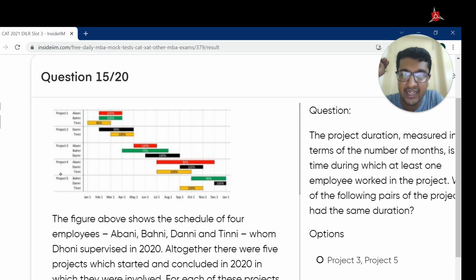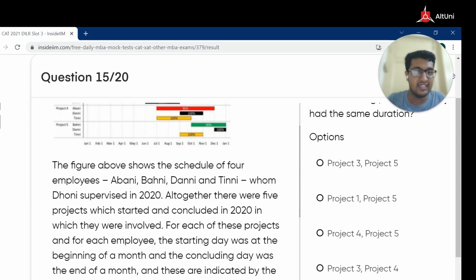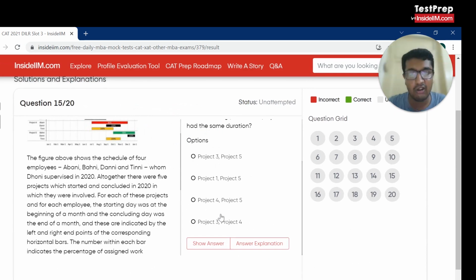Project 3, it's 1, 2, 3, 4 and 5 months from April start to August end. For project 4, it's again 5 months from July start to November end. So project 1 and 2 have the same number of months, project 3 and 4 have the same number of months, and project 5 has 4 months from September start to December end. So my answer is either project 1 and 2 or project 3 and 4. As you can see from the options, project 3 and 4 is in the option, so my answer is that only.